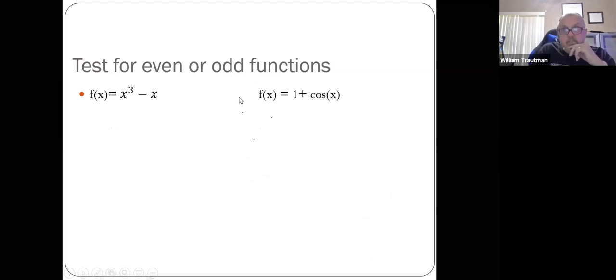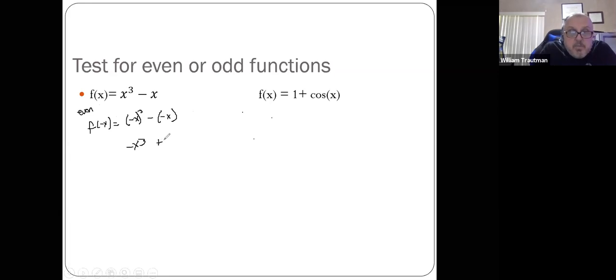And test for odd or even. So let's just test for odd or even here. Testing for even function, put a negative into the original. Everywhere there's an x, put a negative x. Negative x to the third is negative x to the third. Negative, negative, this changes to a positive.